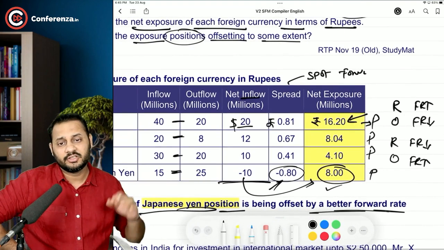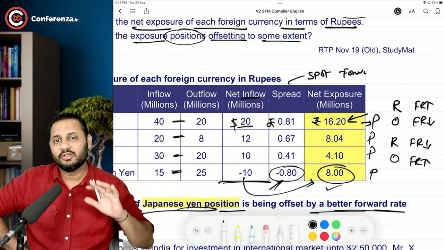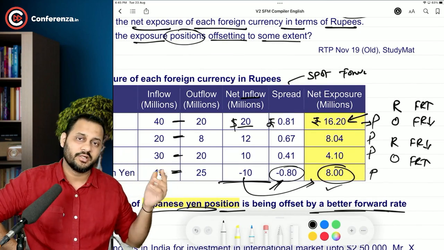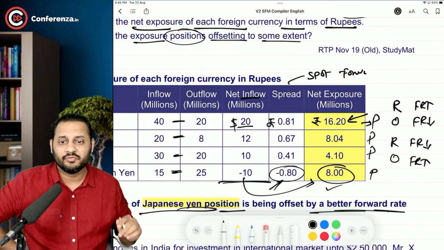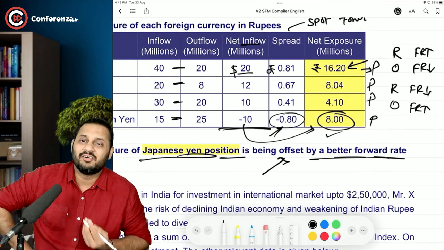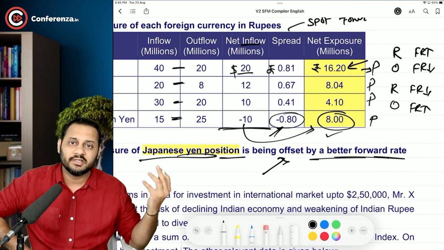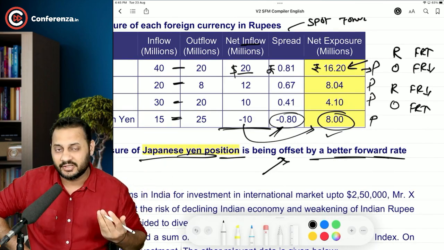In the first three parts, both of the factors, like inflow and outflow and forward rates, were on the good side. So we cannot say that they are being offset. They are not being offset. Both of them are already on the good side. Bad news when offset by the good news is what is called being offset.